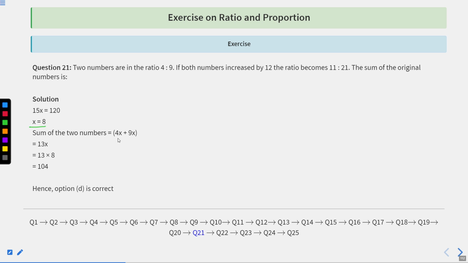So the sum of two numbers is 4x plus 9x. So it will be 13x and x is equal to 8. That means the sum of two numbers will be 104. So the correct option here is option D.